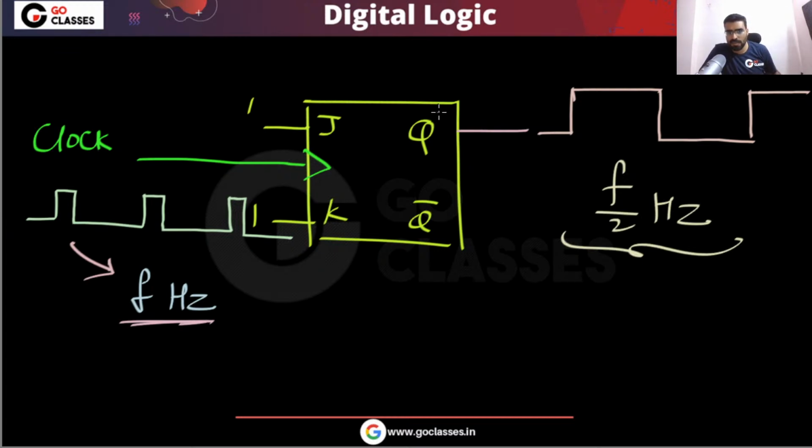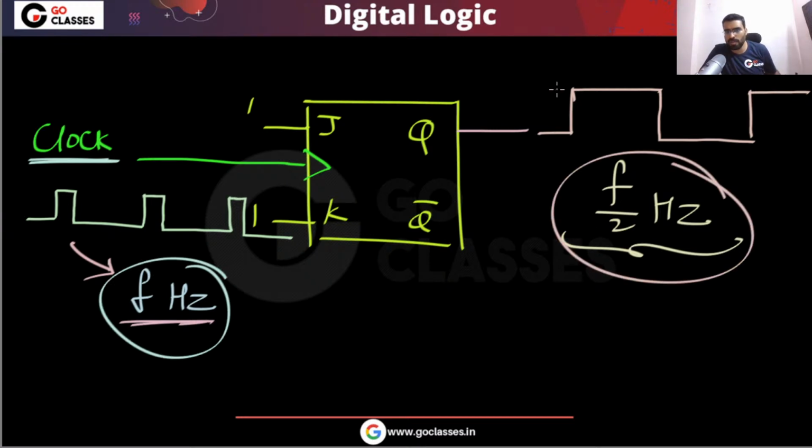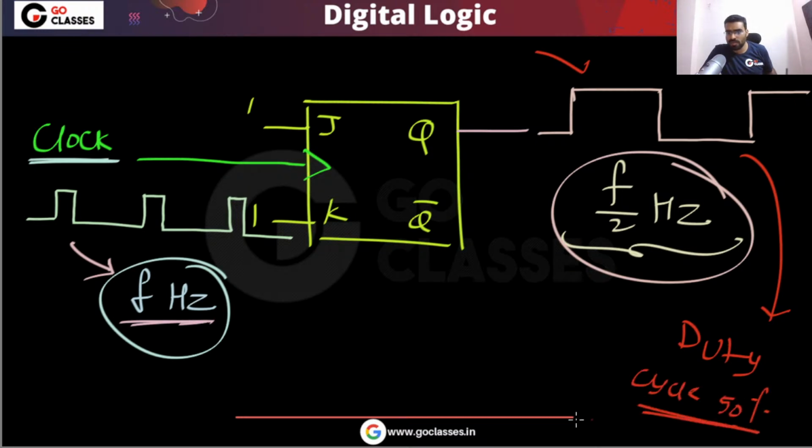These are the benefits you can notice. So if the clock for this JK flip-flop, when J equal to 1, K equal to 1, has frequency f hertz, then the output will have frequency f by 2 hertz. Also remember the output will be a perfect square wave. You can notice the input is not a perfect square wave, but the output is a perfect square wave, which means this output has a duty cycle of 50%.